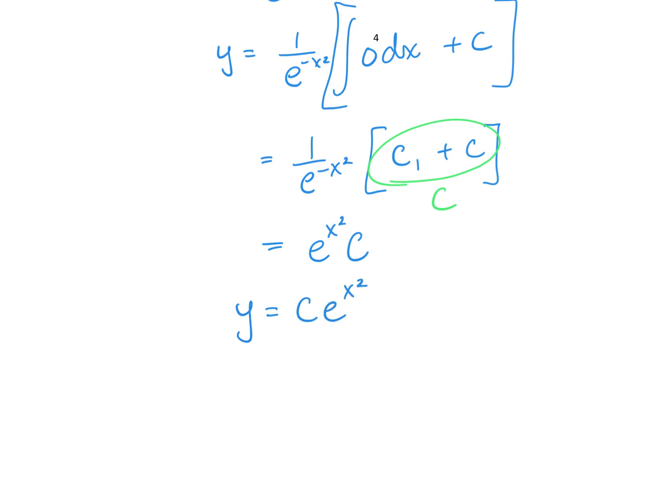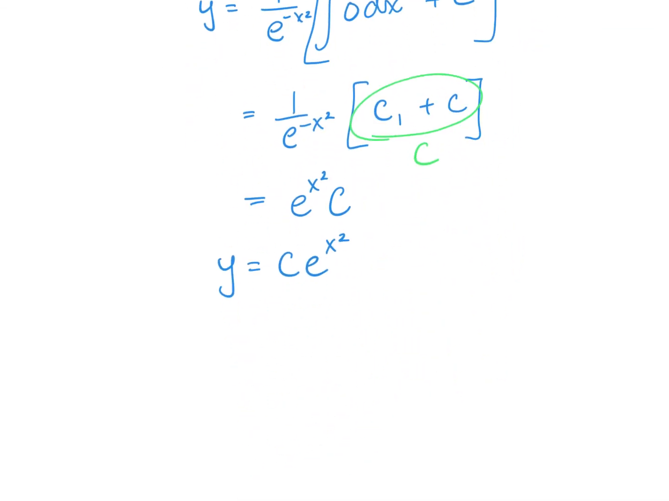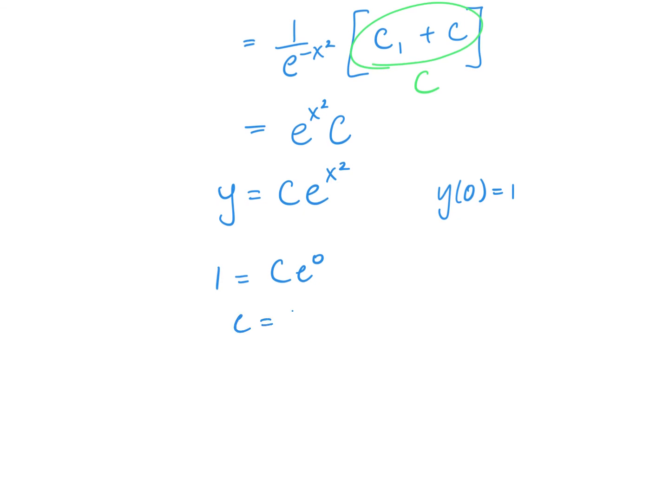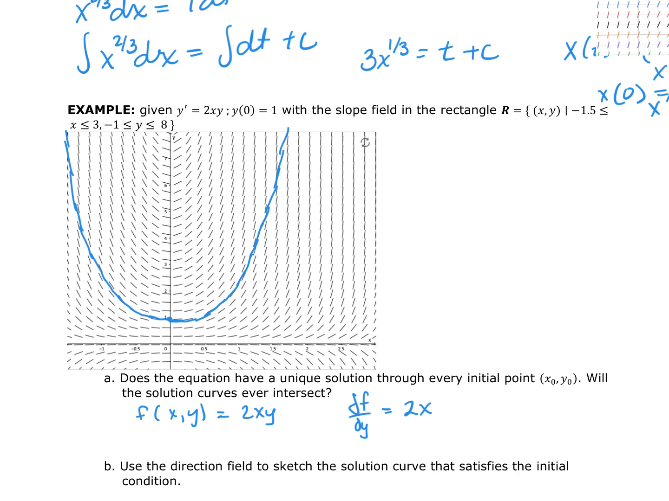Now my initial condition, I believe, was 0, 1. So I need y of 0 equal to 1. That means 1 is equal to c e raised to the 0. That means c is equal to 1. Therefore, my equation is y is equal to e raised to the x squared. And if I were to graph e raised to the x squared, it should look something like this blue curve that I did up above. And that's it for this video.